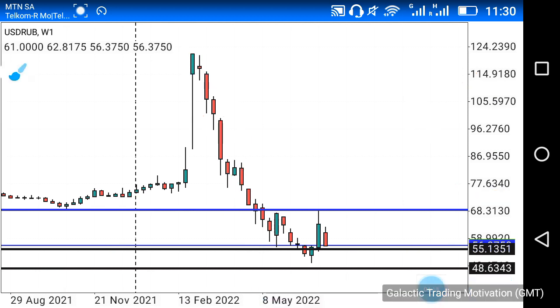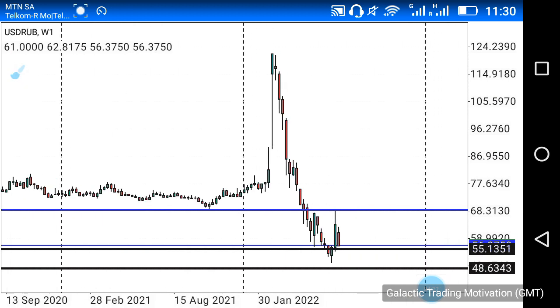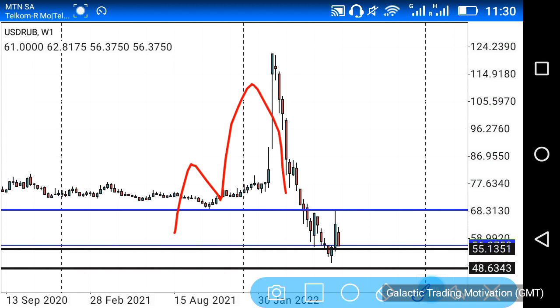Another thing that I see in regards to the weekly chart is that, as much as I mentioned to you guys that we had this M structure over here which has a neckline at that point, at this point is where we should have looked for potential selling opportunities.